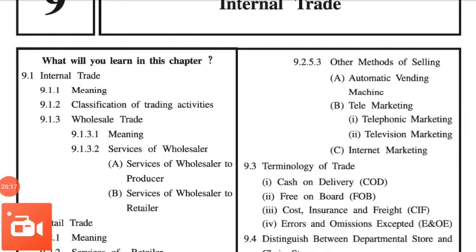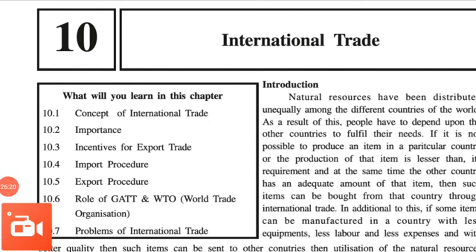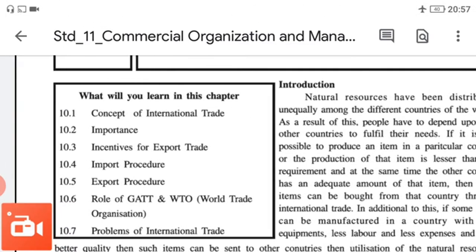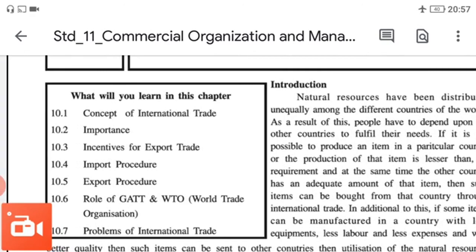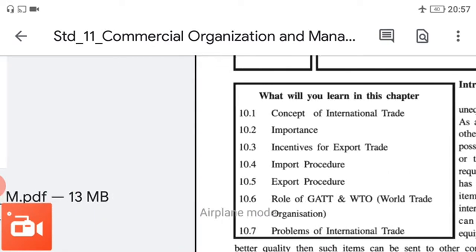Then chapter number 10, international trade. Chapter 9 is internal trade, meaning trade within the geographical area of a country, and chapter number 10 is international trade. What is international trade? A kind of foreign trade, like the exchange of products of one country with another country. Foreign trade means trade not only within the country. Then concept, importance, but for international trade we have to have knowledge about the import-export procedure. So we will also study export and import in detail in this chapter.